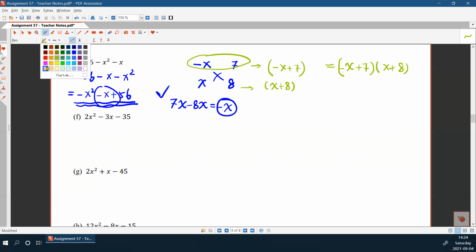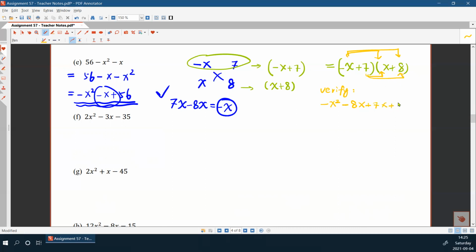And again, let's verify the result, which is by expanding the factored form, right? First of all, we have minus x squared, next minus 8x, and next plus 7x, and next 56, which is minus x squared minus x plus 56, which is the same as the original expression, right? So that means the result here is correct.